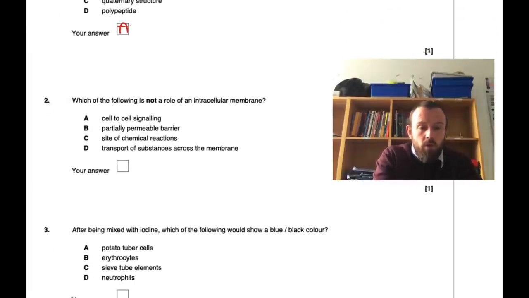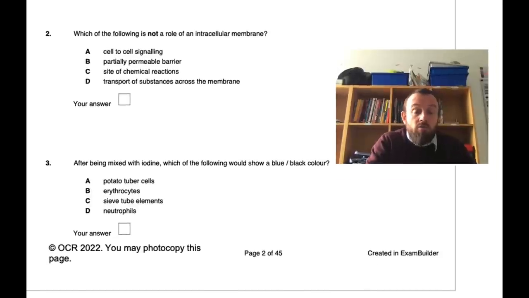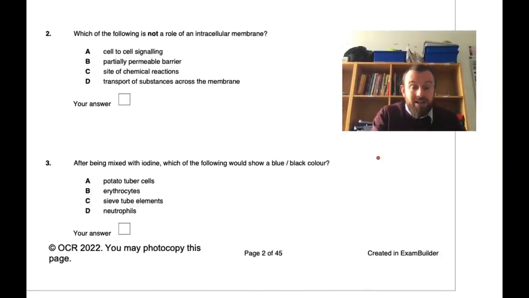Two, which of the following is not a role of an intracellular... Okay, so this is tricky. Intracellular. So that means inside the cell. So this is really testing, did you spot this? Or did you just read it as intercellular by mistake? So it's not cell-to-cell signaling. Not that, because the membrane on the outside would be cell-to-cell signaling. This is correct. This is correct. And this is also correct. So the answer is A for that one.